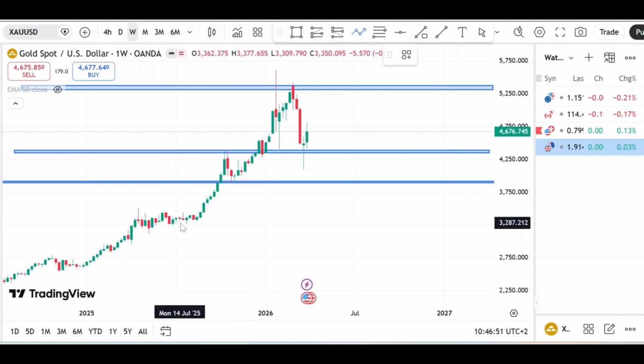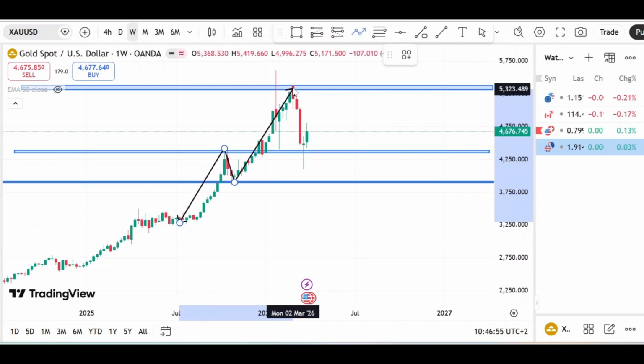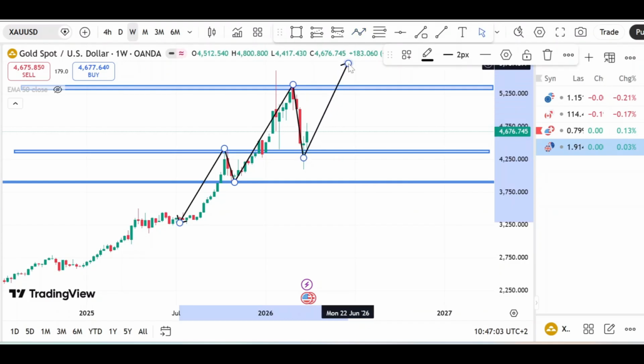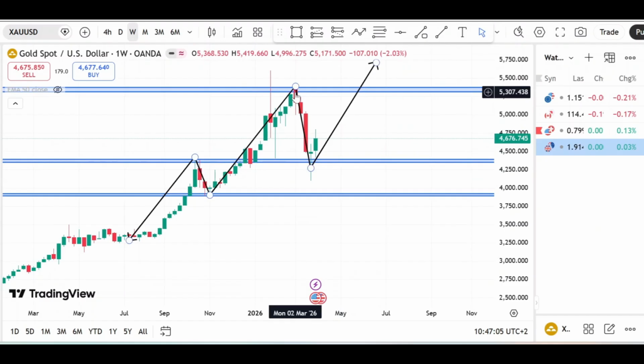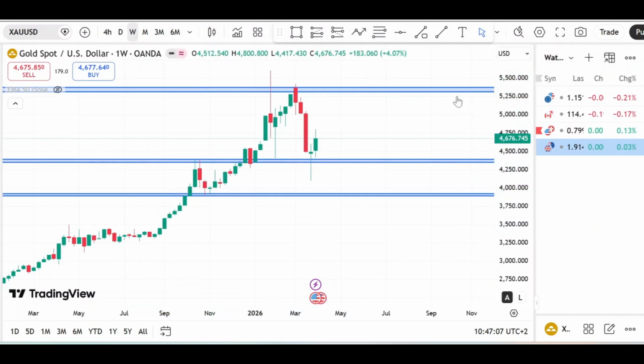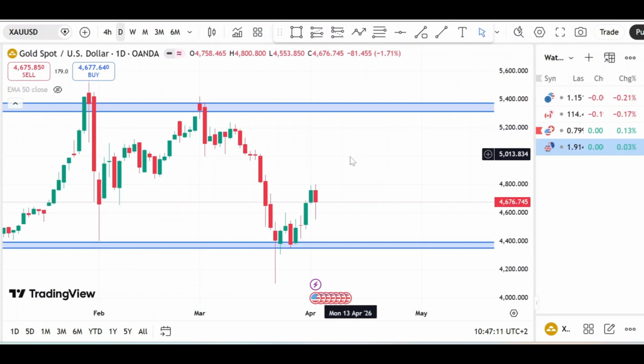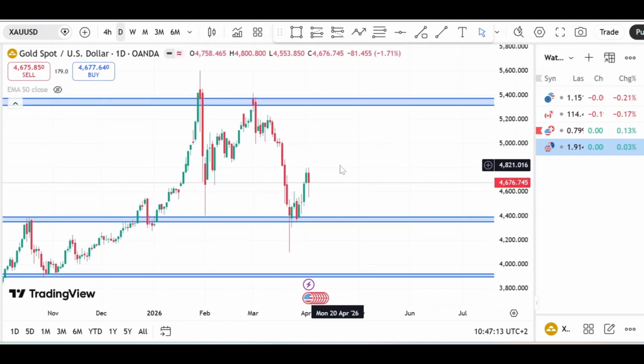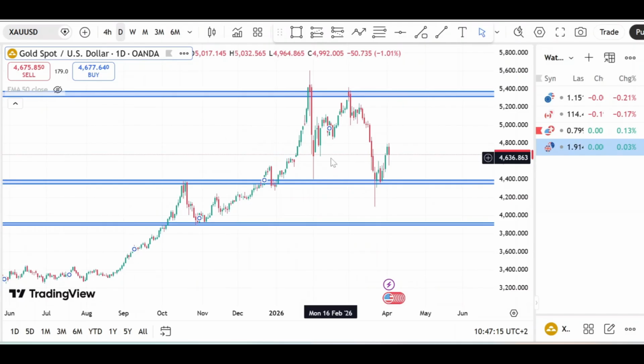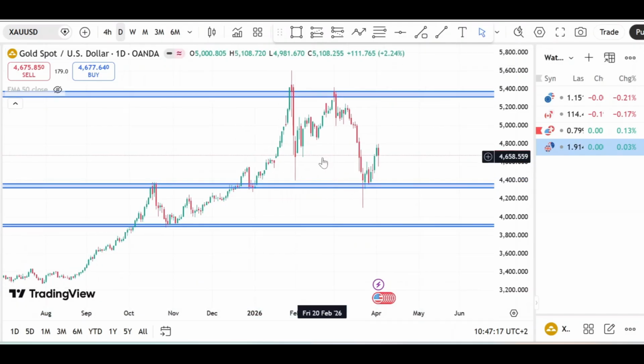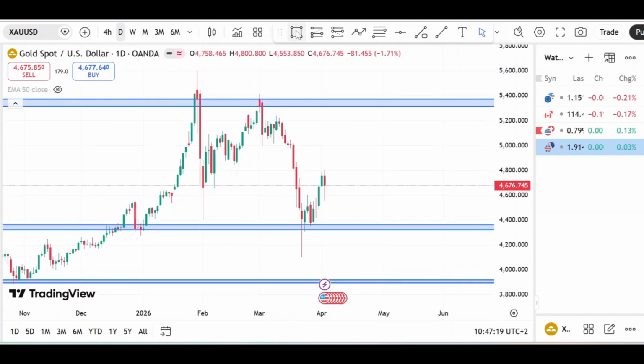Look, a break of structure to create a higher high here, a higher low here, a higher high here, a higher high there. Okay, another higher low. We can expect the continuation phase to be created here. So in summary, we are in an uptrend. Okay, look here on the daily time frame also, we are in an uptrend.